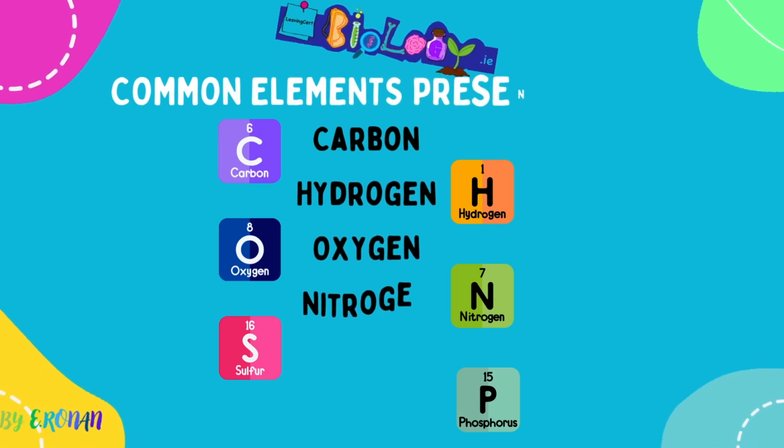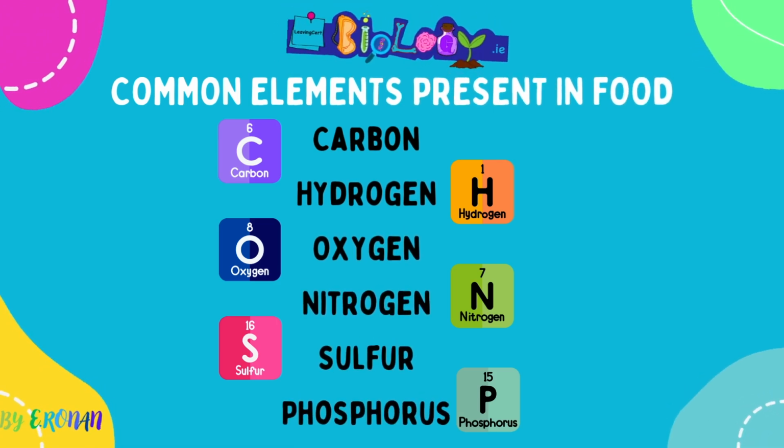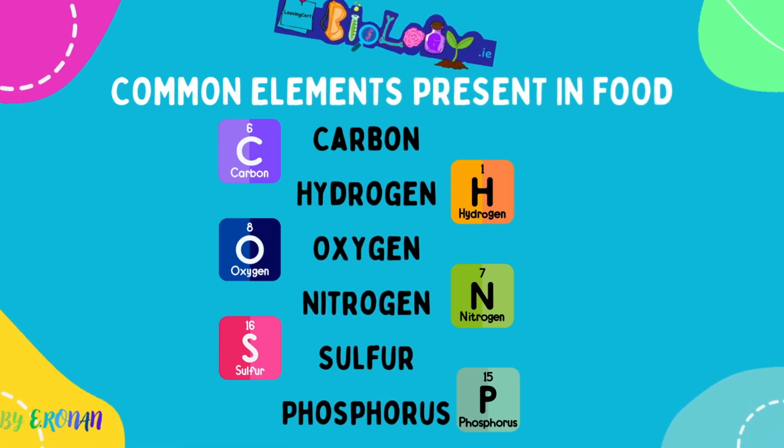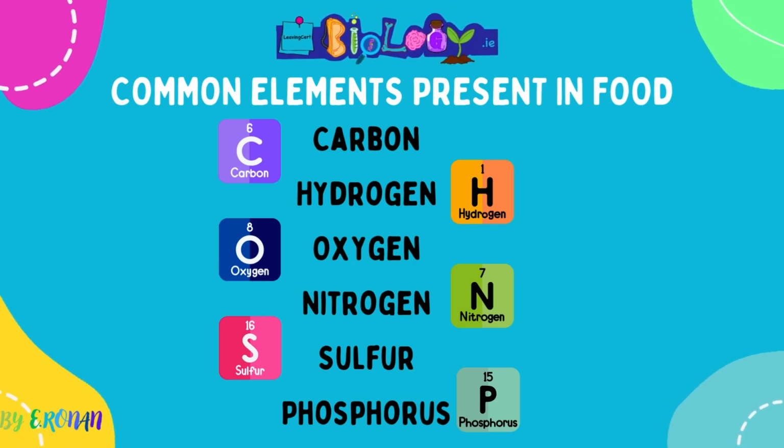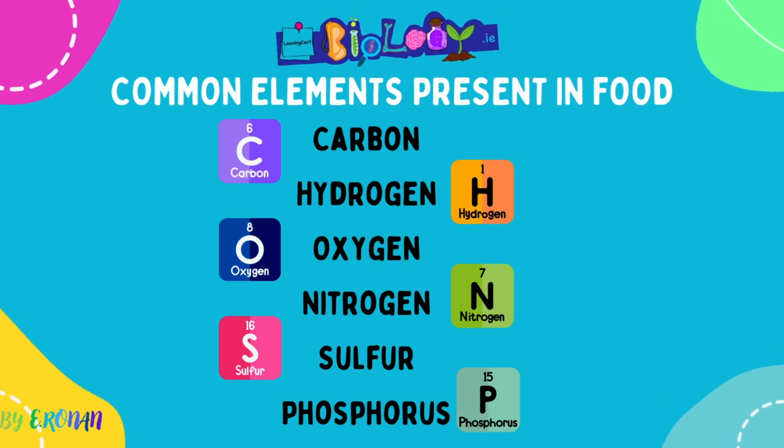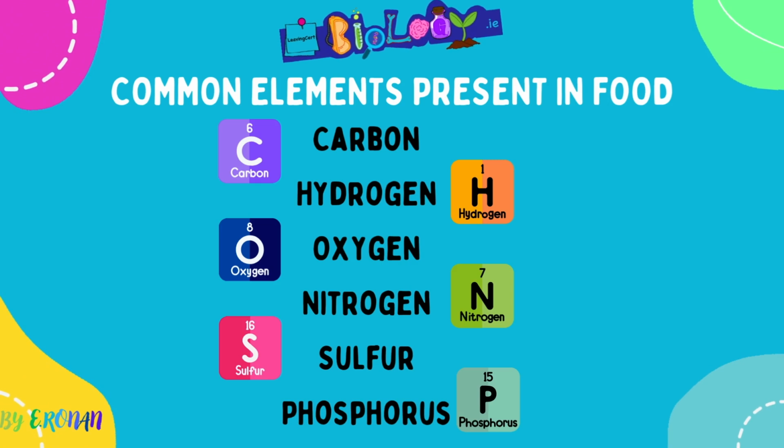Now we're going to have a look at the common elements that are found in food. So you have carbon, hydrogen, oxygen, nitrogen, sulfur and phosphorus. You are expected to know these because you can be asked what elements are contained within what different biomolecules.